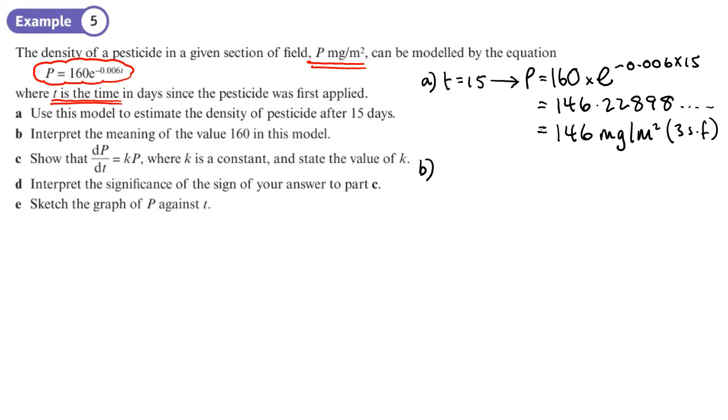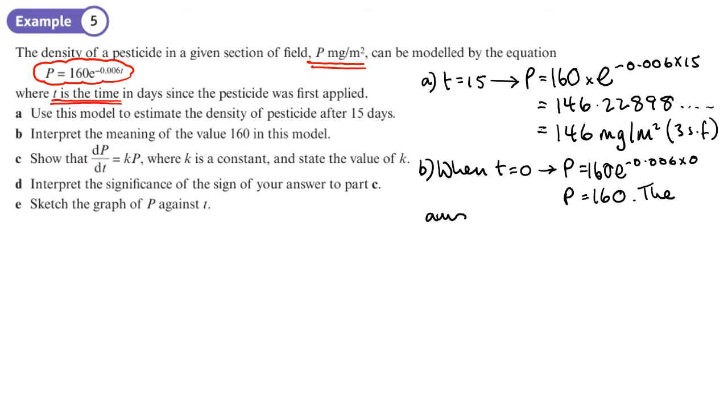Part B. Now the meaning of the 160 in there is because when t equals 0, we will get p equals 160 e to the power negative 0.006 times by 0. So basically you'll get p equals 160. So it's the amount of pesticide at the start, before it started to go down.